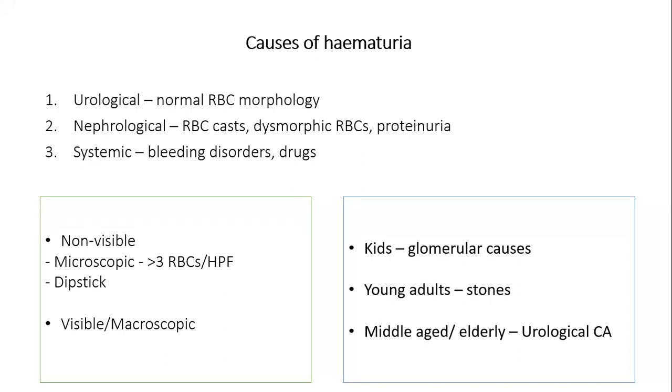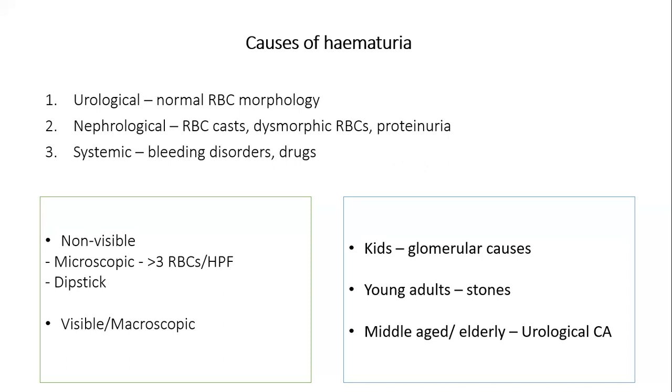And for microscopic hematuria, you need to have more than a certain number of red blood cells per high power field to call it actual hematuria. And then on the other hand, you have visible hematuria. That is the hematuria you see with your naked eye. So that's what you see from catheter bags draining into the catheter drainage system. That's of course not a microscopic hematuria.